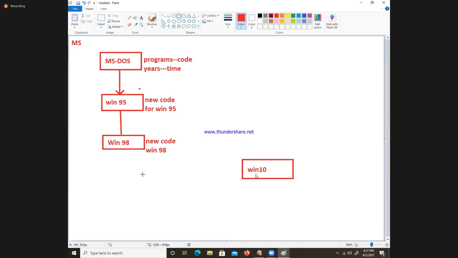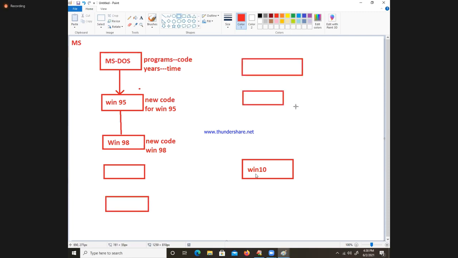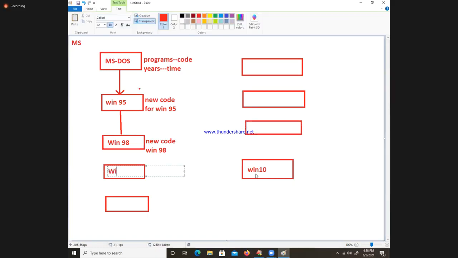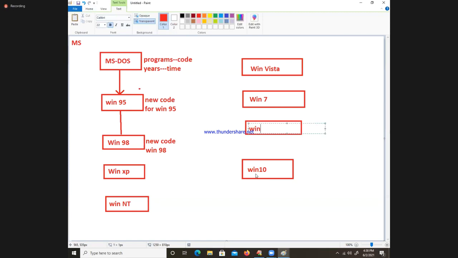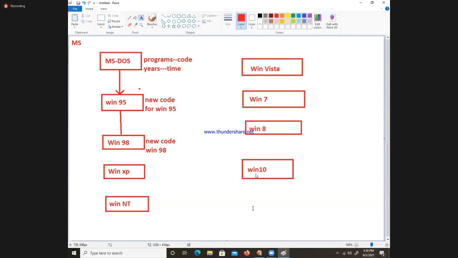Like that later, suppose now I'm writing, and don't think that it is in the same order. Later a lot of OSs have come. For example, Windows XP has come. Assume that next Windows NT. Next, one of our students is saying, Windows Vista. Then assume Windows 7, later Windows 8, and later something like Windows 10.